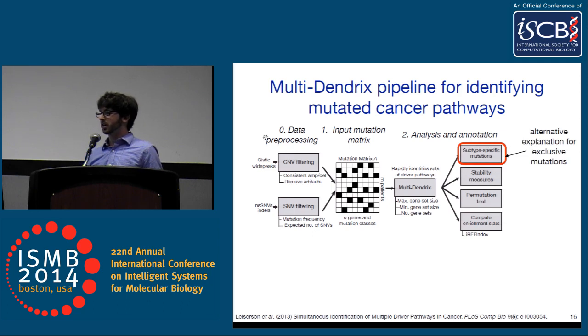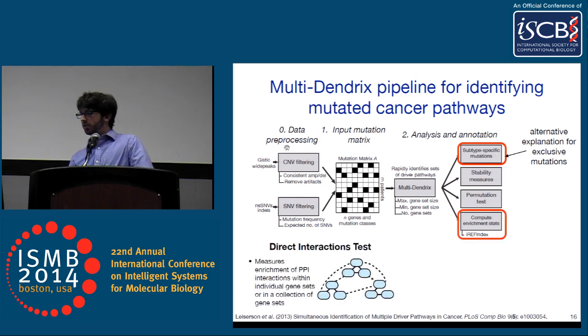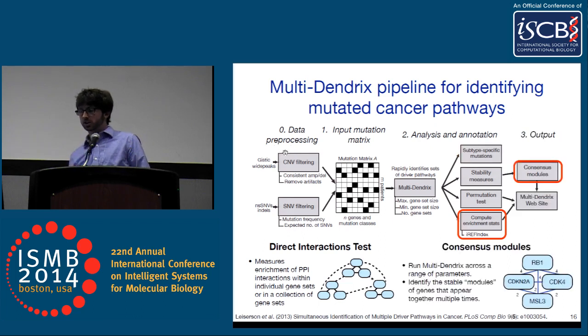The first is we analyze the results for subtype-specific mutations. Mutual exclusivity in mutations can come from 2 genes being preferentially mutated in one cancer type or another rather than being in the same pathway, so this is an important test to check for the results. We also have a permutation test to evaluate the significance of the results. Another way we evaluate the significance is using a direct interactions test, where we measure the surprise at observing a certain number of protein interactions among the set of genes in the output. The output of this pipeline is a collection of consensus modules, which are summarized gene sets from across different parameters, where we run Multi-Dendrix across a reasonable range of parameters in terms of the gene set size and the number of pathways, and identify the stable modules of genes that appear together multiple times.